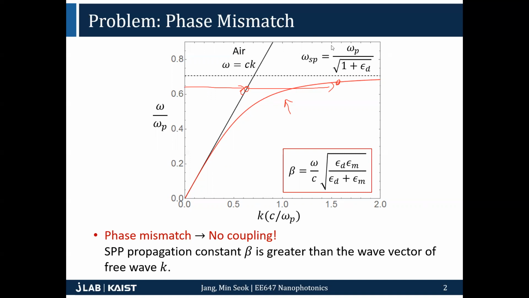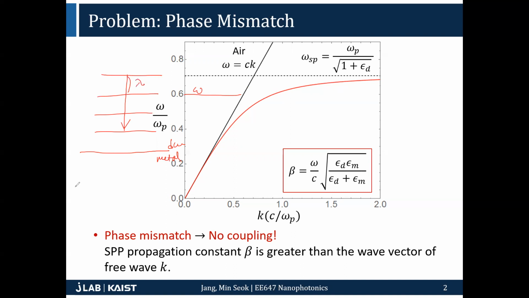So what does that mean? Let's say you have a metal here, and then you have a dielectric here. And let's say you are working at this frequency. And then imagine you shine light from the top like this. Okay, and let's say this defines your lambda. And then what you want is the surface mode with K vector larger than this.